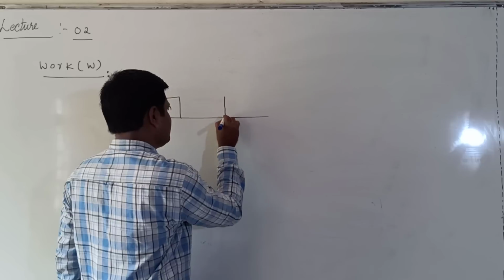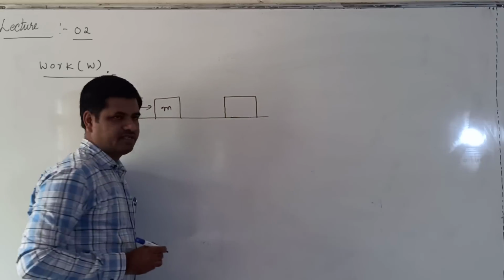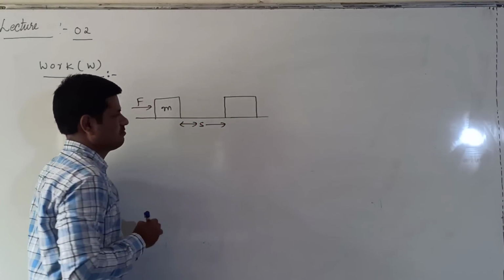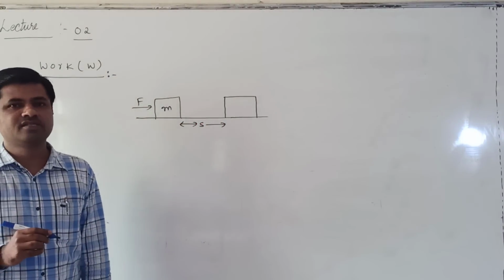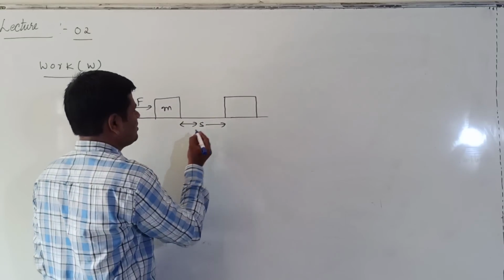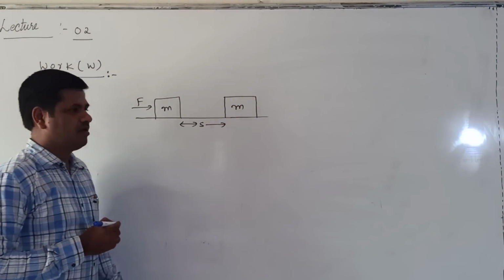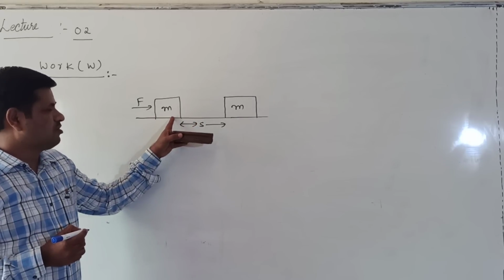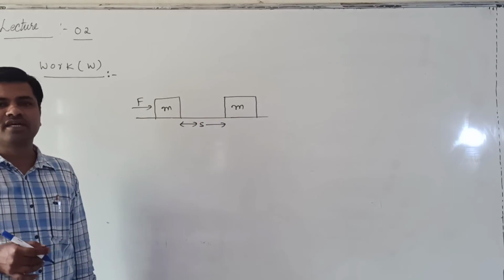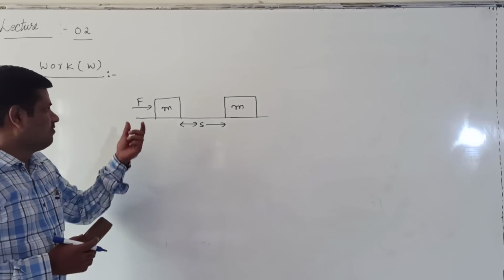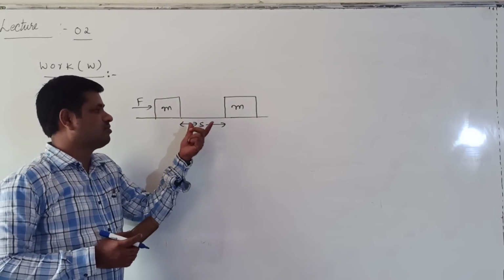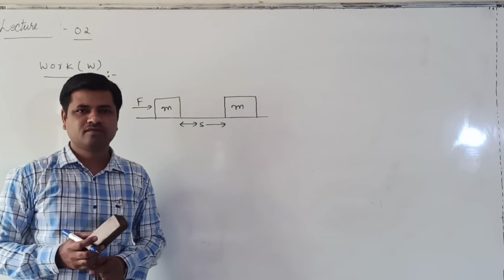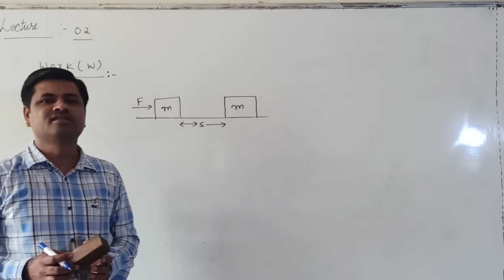It displaces some distance, through a distance S. Starting here, I am applying the force. Due to the force, it moves from this position to this position. In this case, we are saying that work is done, because when applying the force, the body is displaced through a certain distance in the direction of the applied force.